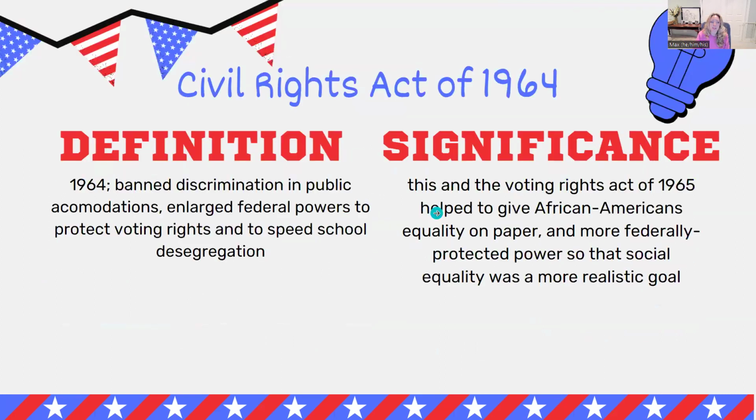Civil Rights Act of 1964. So this banned discrimination in all public accommodations, in all public places, and enlarged federal powers to promote or protect voting rights and to speed up school desegregation. This and the Voting Rights Act of 1965 helped to give African Americans equality on paper and more federally protected power, so that social equality was actually more of a realistic goal.